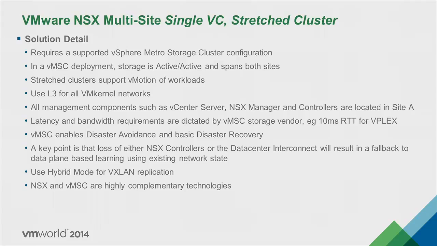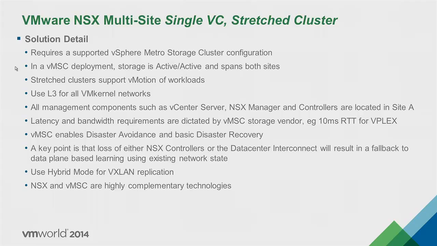Probably another key point that people will be wondering about is how do failure scenarios work in this type of design. Essentially, loss of either the NSX controllers or the data center interconnect will only result in a fallback to data plane-based learning. We're going to use all of the existing cached network state in your hypervisors and the VTEP tables that have already been synchronized to the ESX host. So all you would lose is the benefit of optimizations like ARP suppression, but within that site, while the data center interconnect or the controllers are unavailable, there's no impact to traffic forwarding.